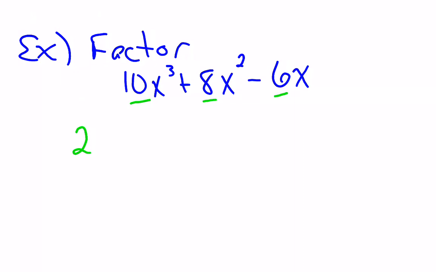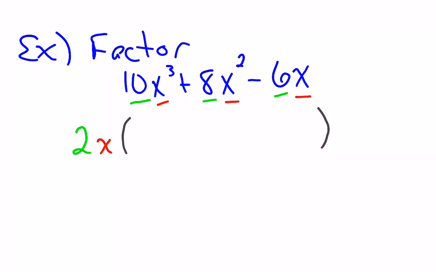And then we want to look at our variables. So we have x cubed, x squared, and x. And they all have some amount of x's in each one. And so we want to pick the biggest one that will go into all of them. And so x is the biggest one. So once we do that, then we say what is left over.